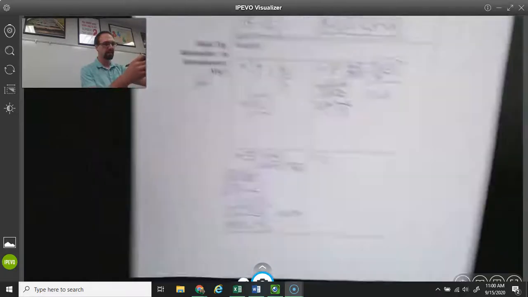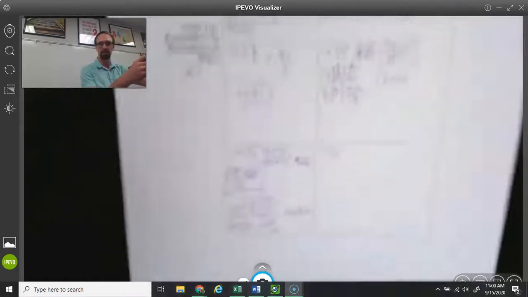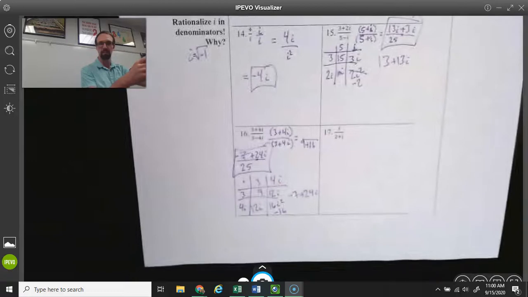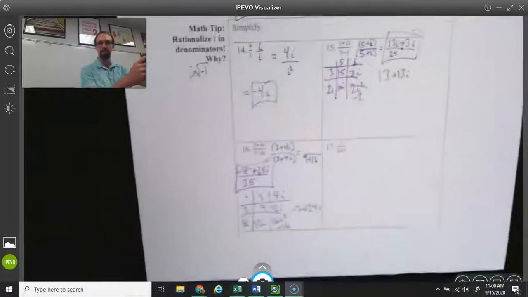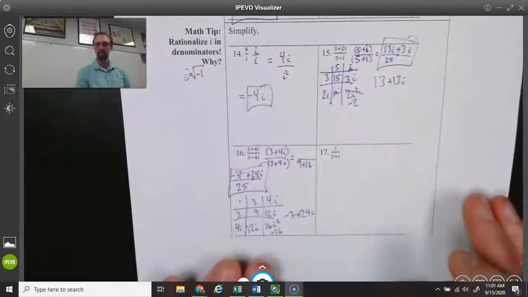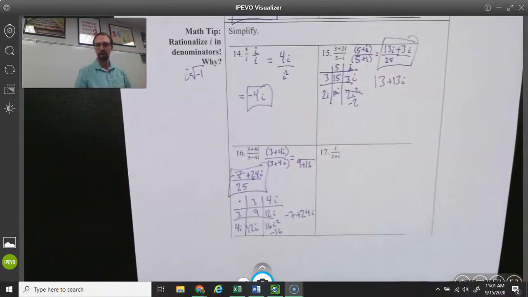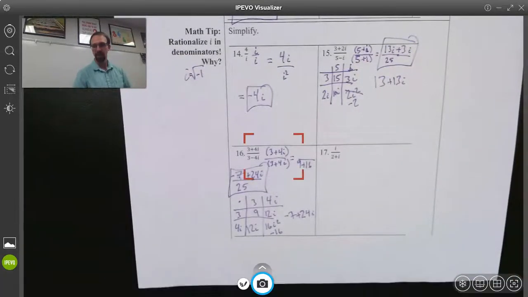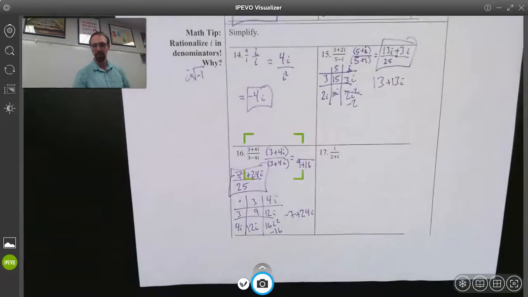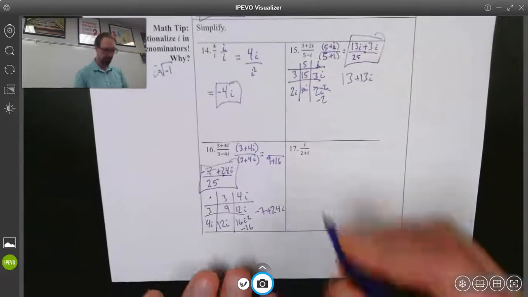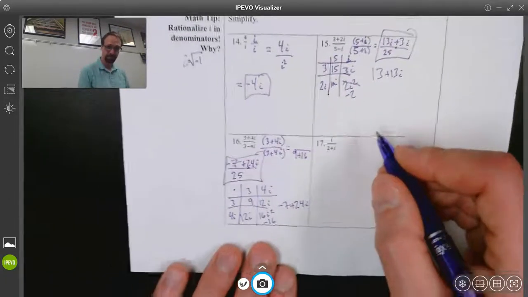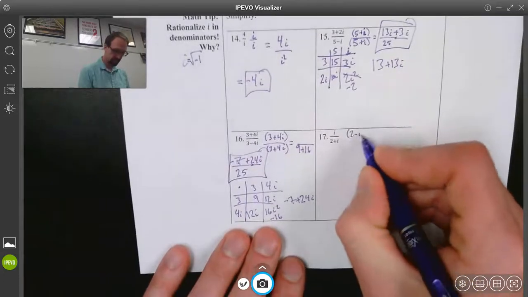And then the last one, number 17, i over 2 plus i. Let me see if I can zoom in a little. Okay, so we have i over 2 plus i. So if I multiply by the conjugate, I'm going to end up multiplying by 2 minus i over 2 minus i.